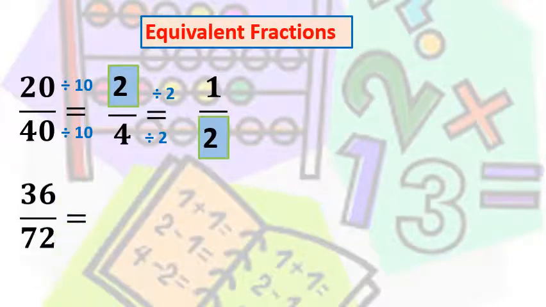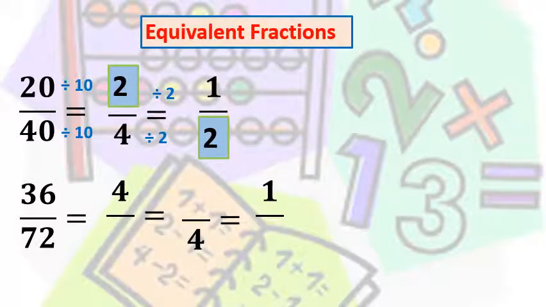Another example. So 36 over 72 is equal to 4 over what? Which is equal to what over 4? Which is equal to 1 over what? Again, we're thinking in this way. How did the 36 become a 4? Did the number get bigger or smaller? Since it became smaller, it means we divided. Divide by what? Divide by 9. Divide by 9, so the answer is 8.